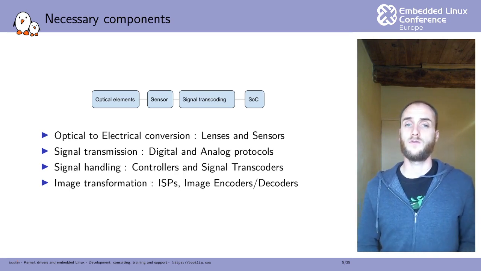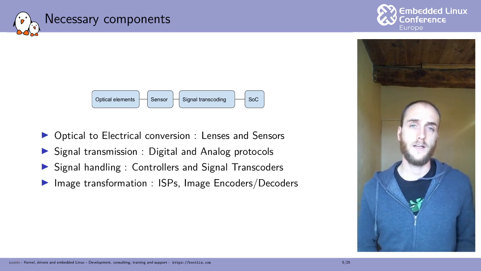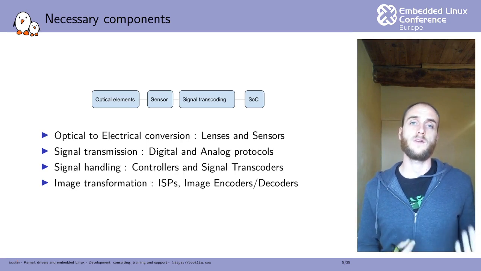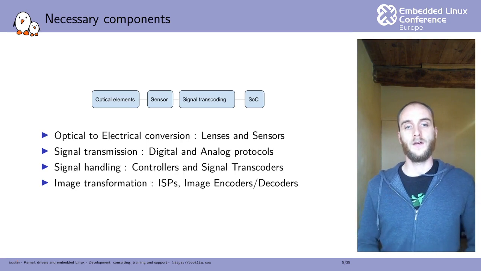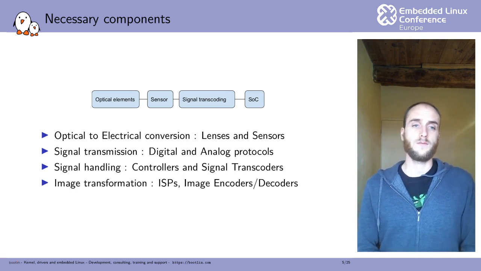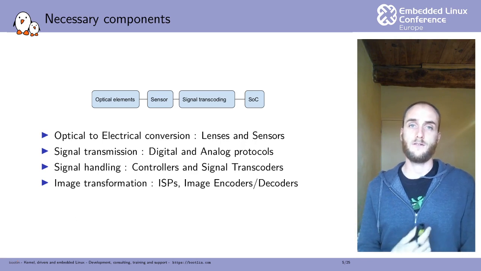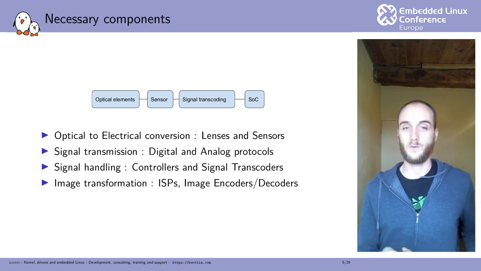So sometimes you don't even need this signal transcoding layer, but you have to know that in some cases you will have to have some intermediary component. So we will basically discuss each and every one of these components and also how everything interacts with the Linux kernel, because we are at ELCE.